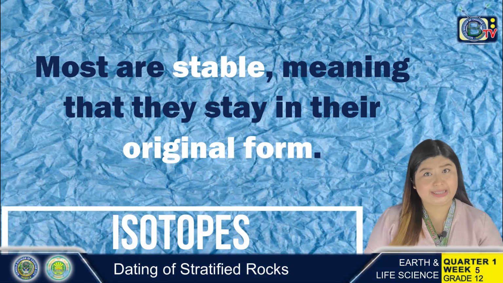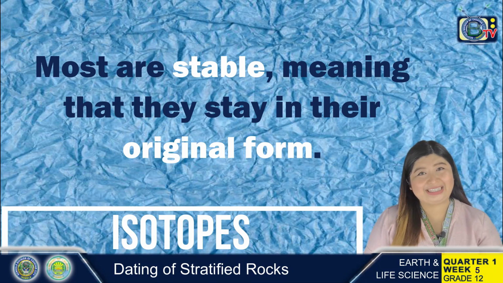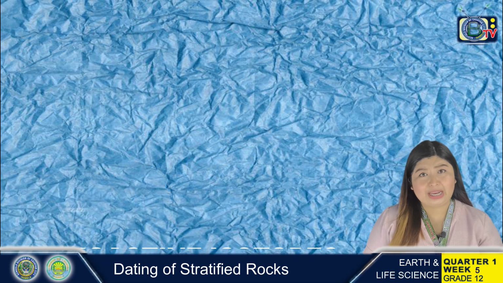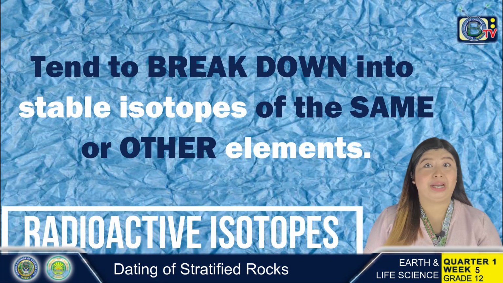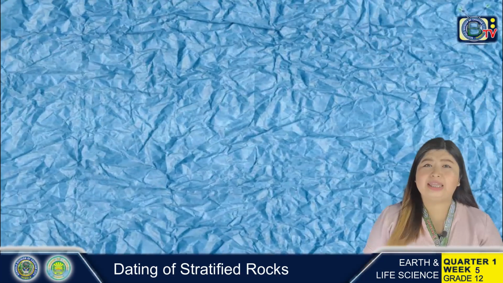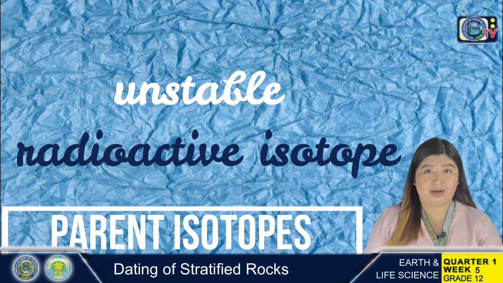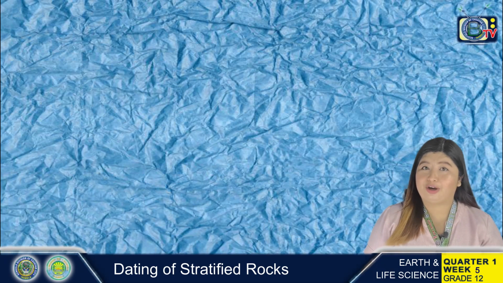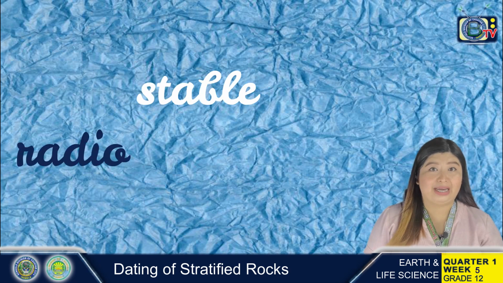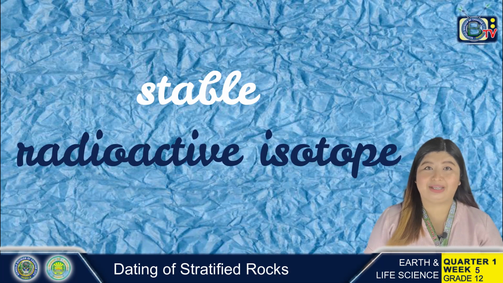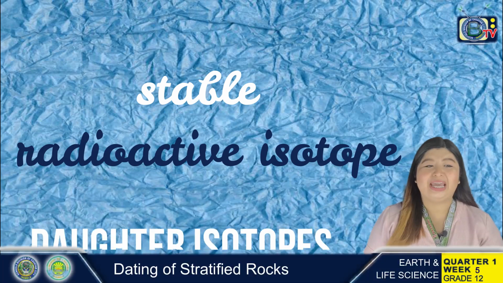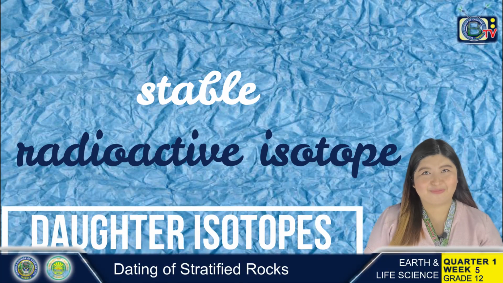Most isotopes are stable, meaning that they stay in their original form. Radioactive isotopes tend to break down into stable isotopes of the same or other element. The unstable radioactive isotope is what we call the parent isotope. On the other hand, the stable isotope produced by radioactive decay of the parent isotope is the daughter isotope.